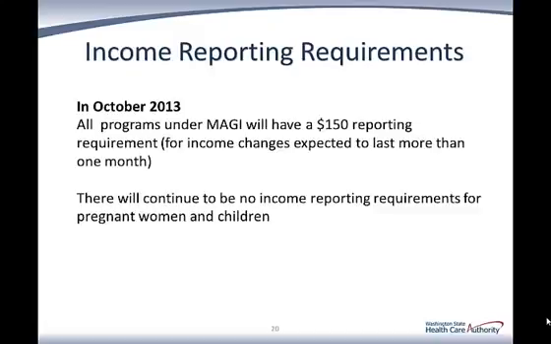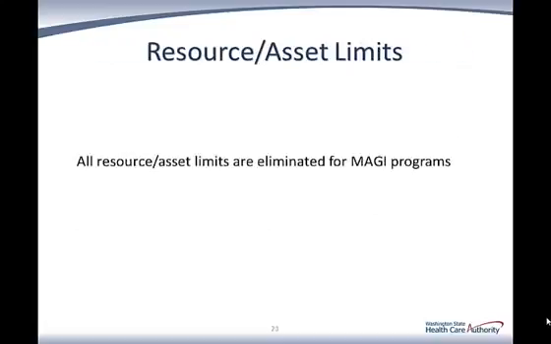Now let's discuss change of circumstances under MAGI methodology. As of October 2013, all programs under MAGI will have a $150 reporting requirement for income changes expected to last more than 1 month. There will continue to be no income reporting requirements for pregnant women and children. All resource asset limits are eliminated for MAGI programs. For example, previously, the Family Medical Program carried a $1,000 resource limit. Resource limits will no longer apply under MAGI.